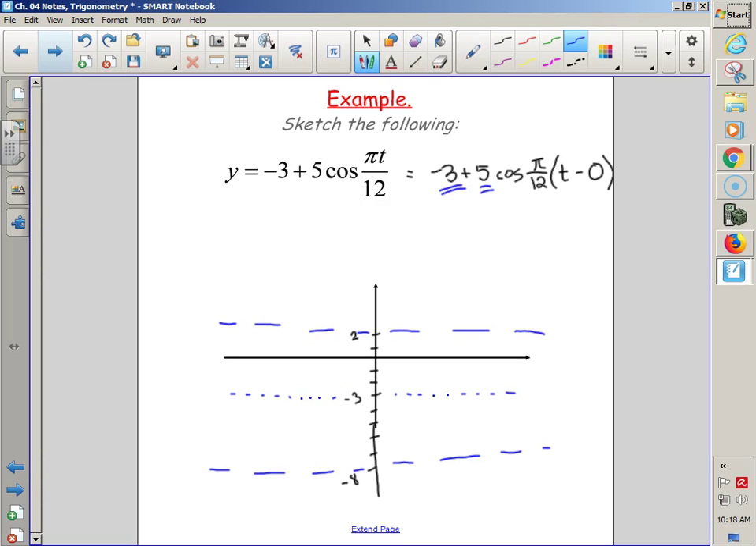You guys did the first 2 steps, you can check them now. As far as where the sinusoidal axis should be, the whole thing was shifted down 3. How high, how low it should go, up 5, down 5.